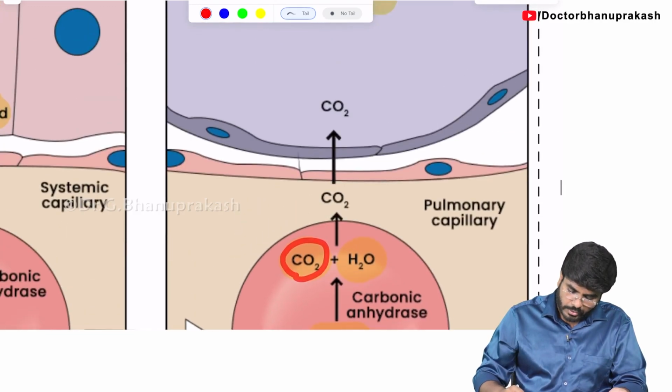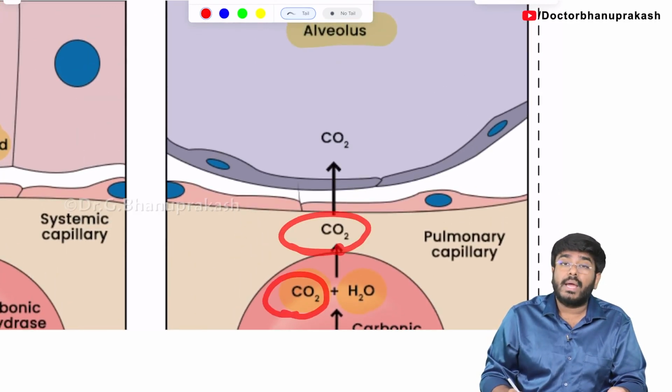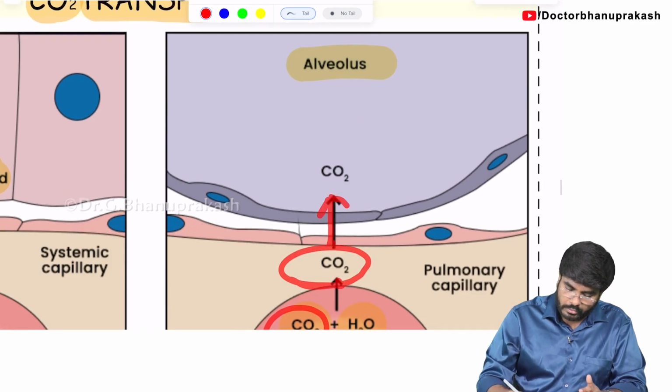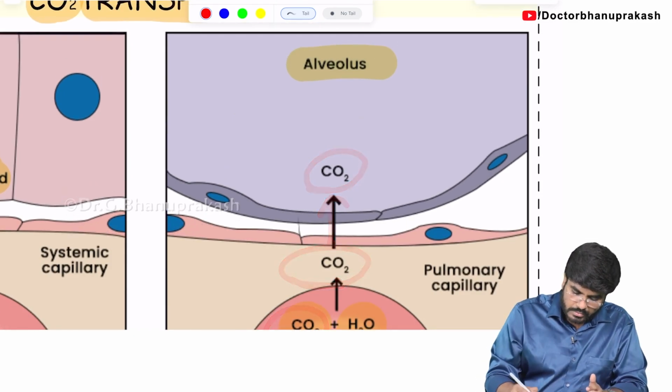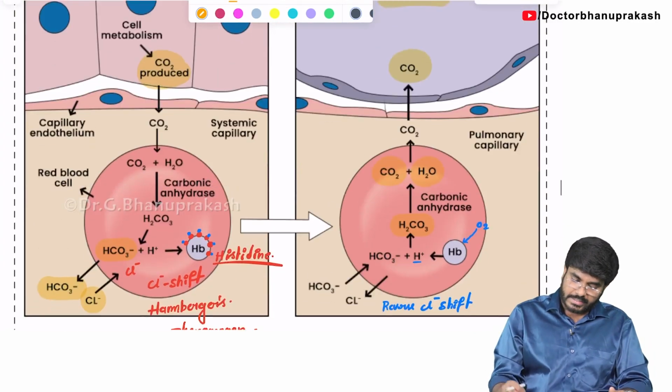Now where is this carbon dioxide going to go? Here we have lots and lots of carbon dioxide. The carbon dioxide from high concentration will automatically go into low concentration. So now carbon dioxide is going to be excreted out. So this is how carbon dioxide is transported.